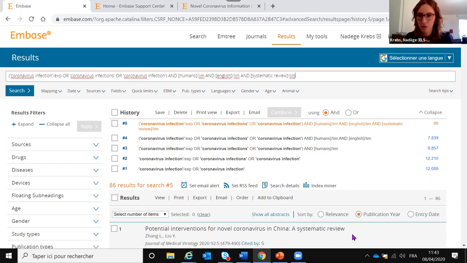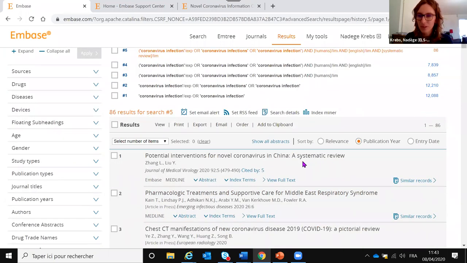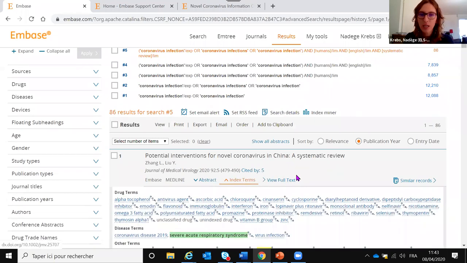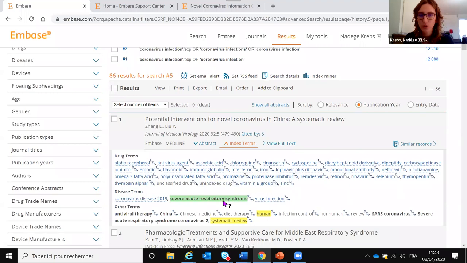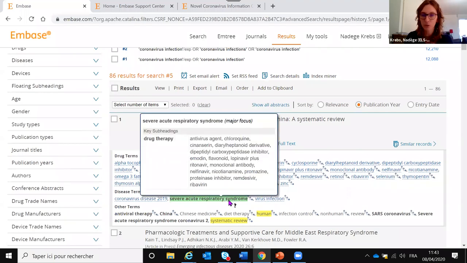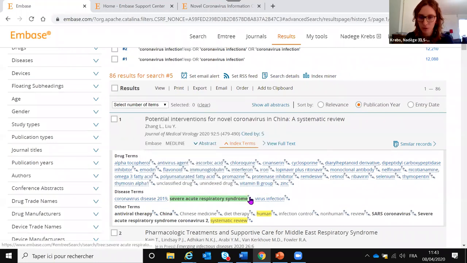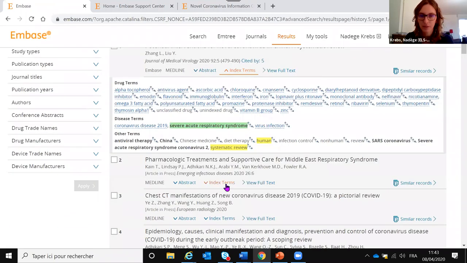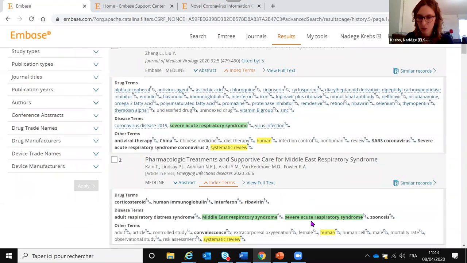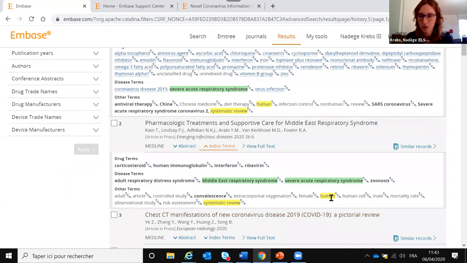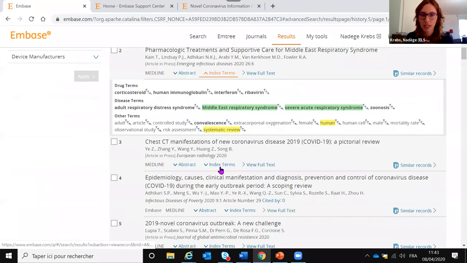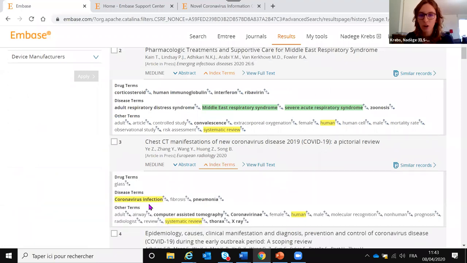are systematic reviews. And when I look at the results, indeed, this one says it's a systematic review. And if I click on the index terms, I will see that it includes terms that are related to coronavirus infections. So this one is an exploded term from coronavirus infection. It's on human and it's a systematic review. If I look at the next one, it's also coronavirus infections, it's on human and it's a systematic review, and so on. So I can check on all of these articles that they are relevant.